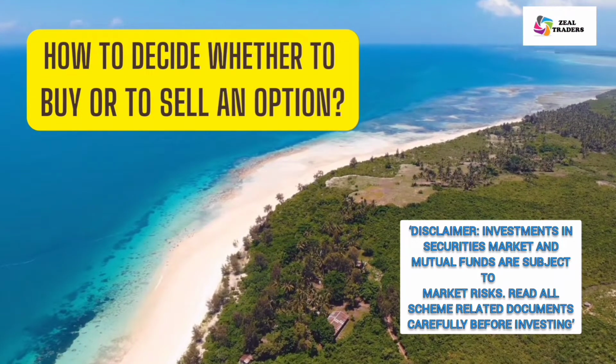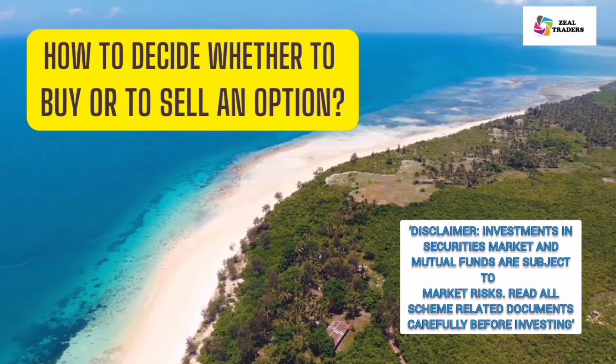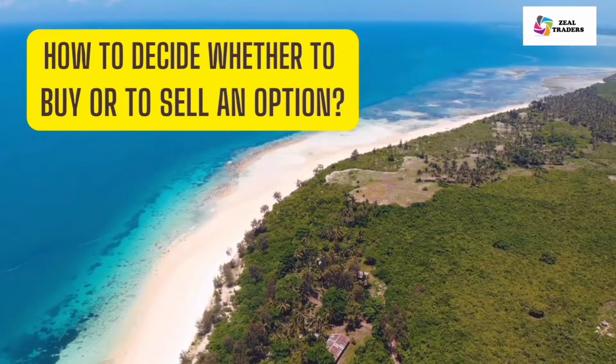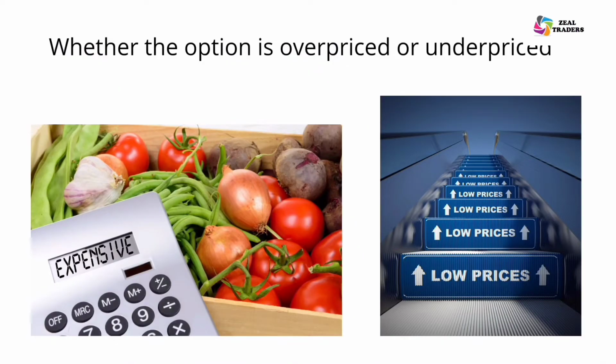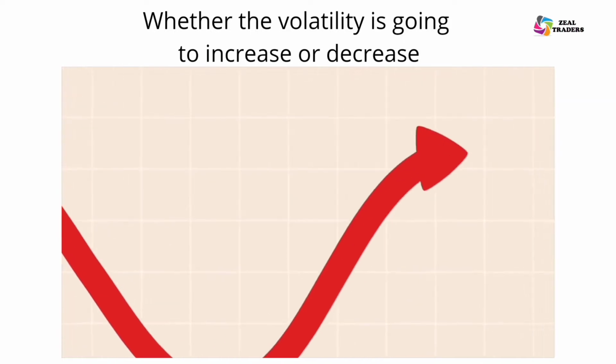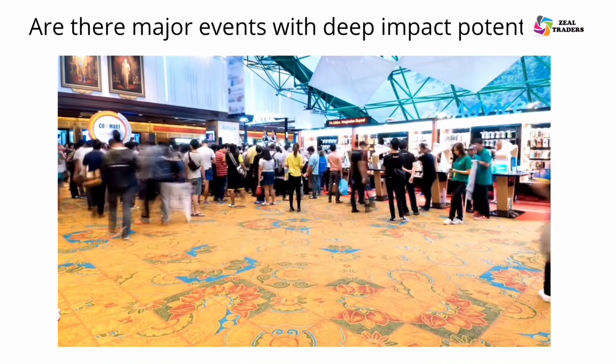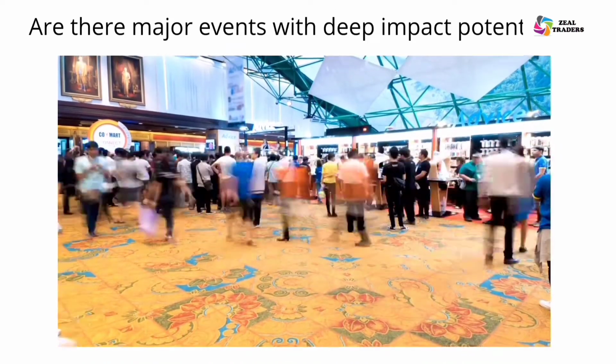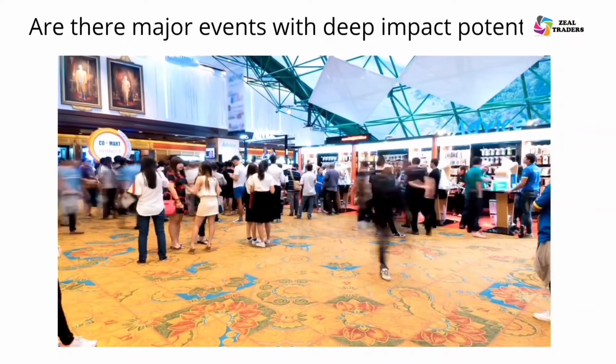There are some major factors that decide whether to buy or sell an option contract. First, we need to check whether the option premium is overpriced or underpriced. We should know whether the volatility of the market is going to increase or decrease. Any major event or announcement that impacts the stock market or stocks.